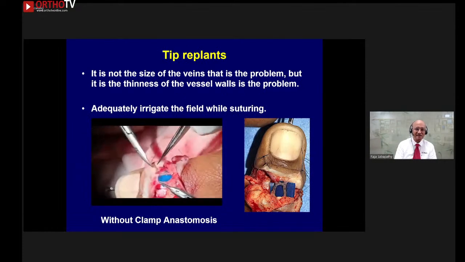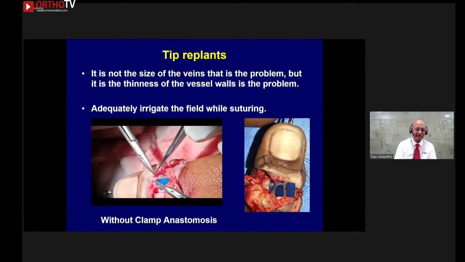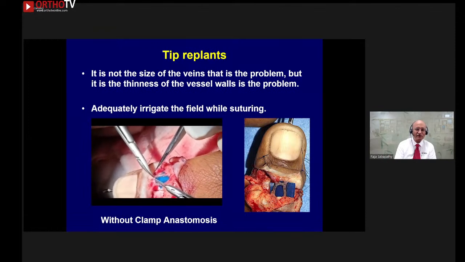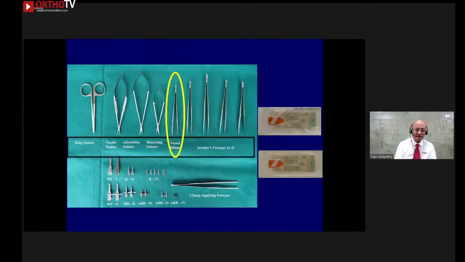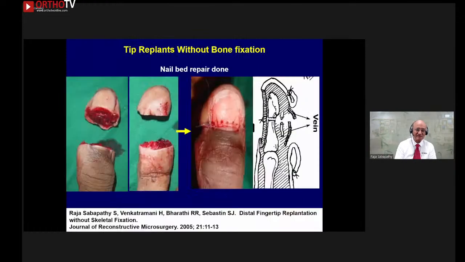In a tip replant, it's not the size of the veins that's the problem, but actually the thinness of the vessel wall. So what we need to do is really irrigate the field so that the walls open up, and then you should be able to suture it well. The one instrument which I love is the vessel dilator, because it is thin, and I use it almost like a forceps to do this anastomosis.